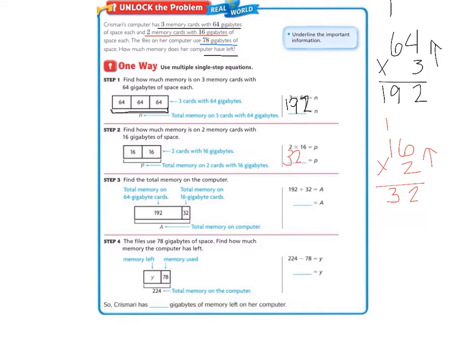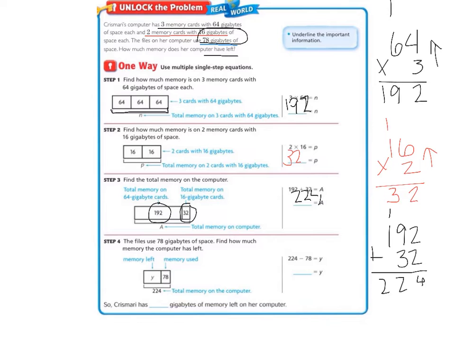Now, we need to know all together how much memory that is. In this model here, we're showing we're adding 192 plus 32 to see how much memory total is on the computer. Let's do that to the side. 192 plus 32. 2 plus 2 is 4. 9 plus 3 is 12. And 1 plus 1 is 2. So all together on her computer, she has 224 gigabytes of memory.